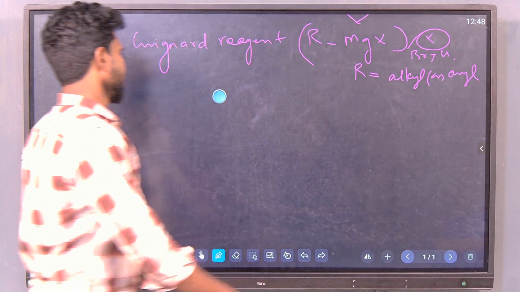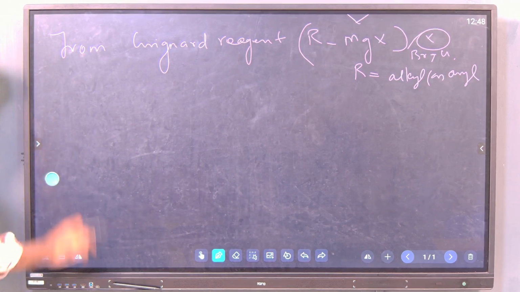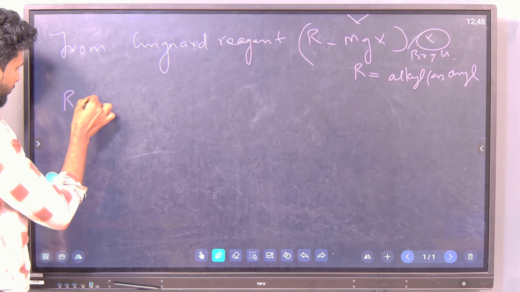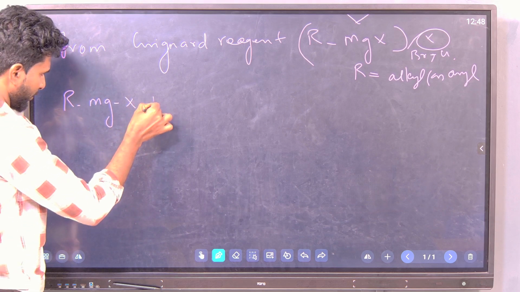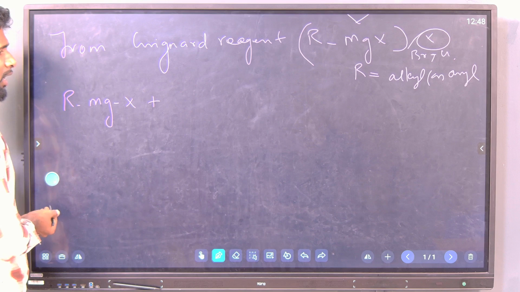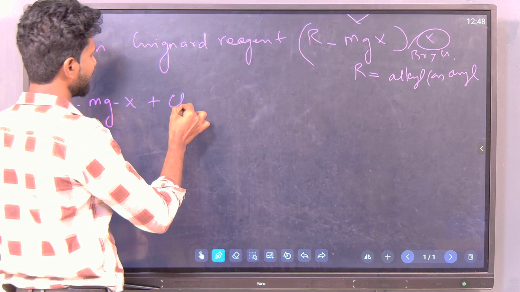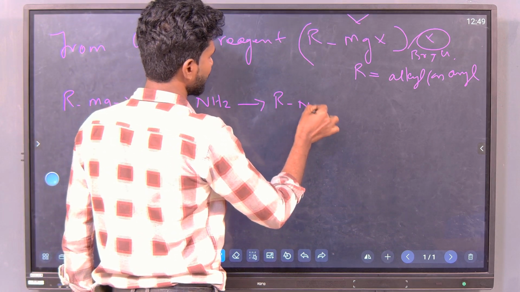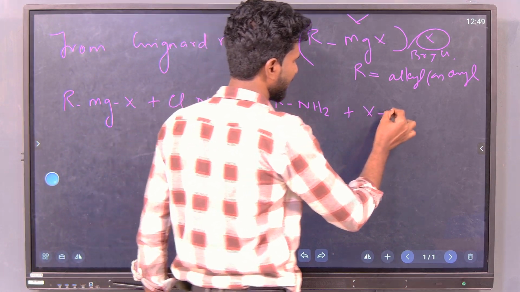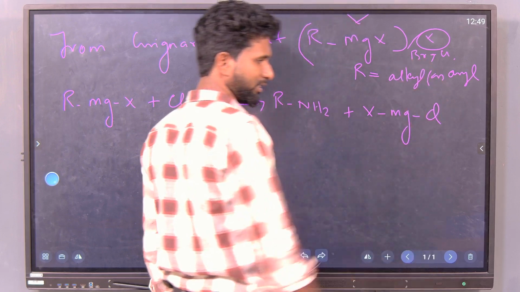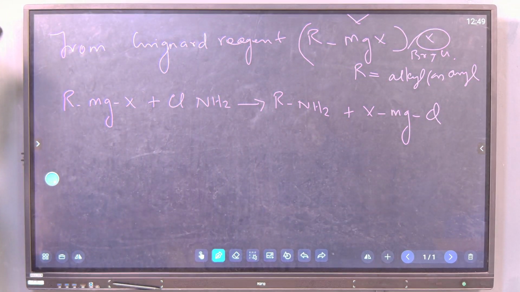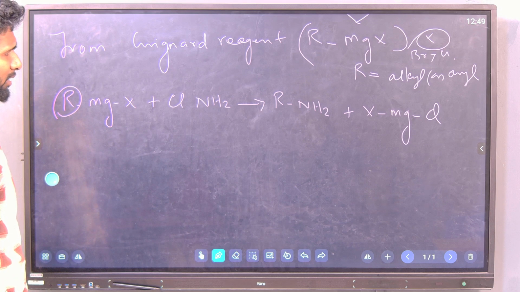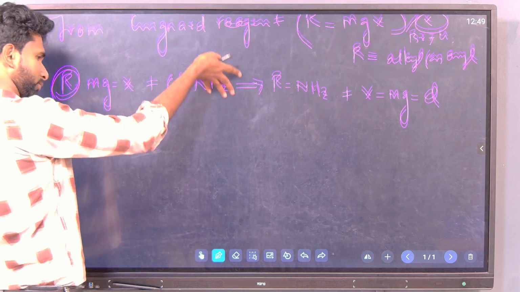So here the Grignard reagent is added to chloroamine. In the general formula, RMgX reacts with chloroamine, ClNH2. We get RNH2 as a product, primary amine, plus XMgCl. Okay, simple. It may be an alkyl or aryl group, but usually we prepare alkyl.